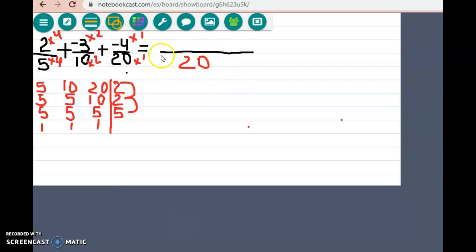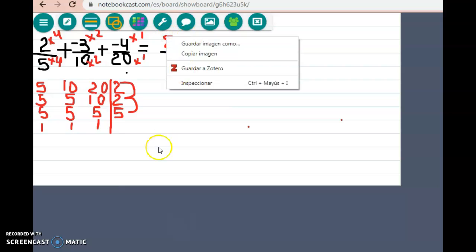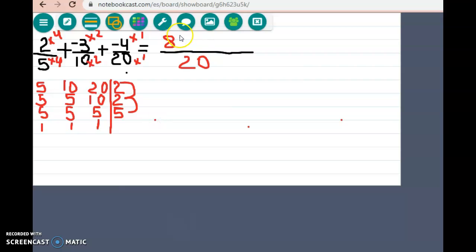Here we're going to write the same denominator because it is our least common multiple. 2 times 4, 8. So positive 8, plus, open brackets, 3 times 2, 6, but this is negative, so negative 6, plus 4 times 1, 4, negative 4.